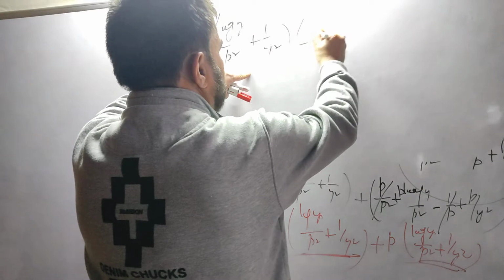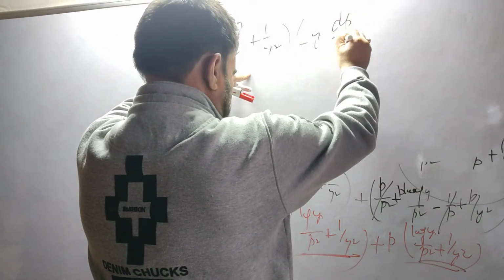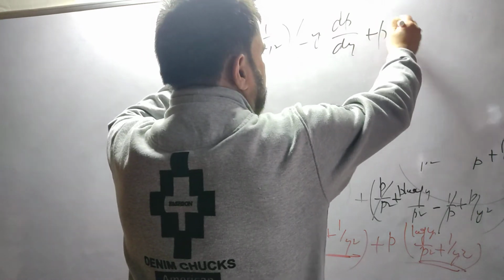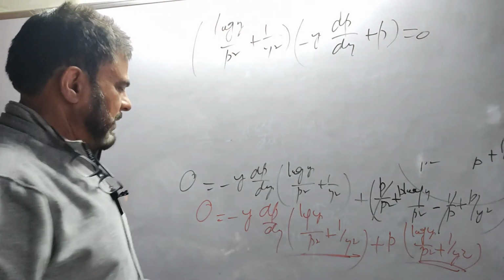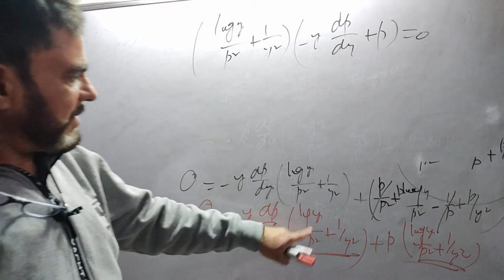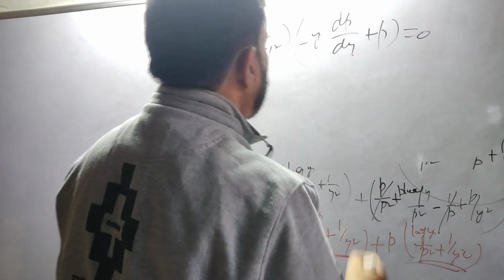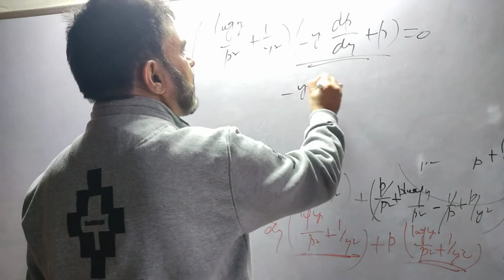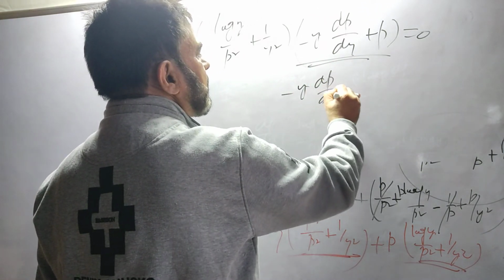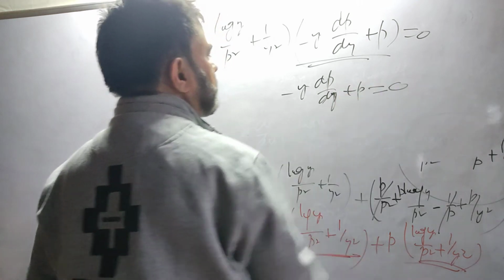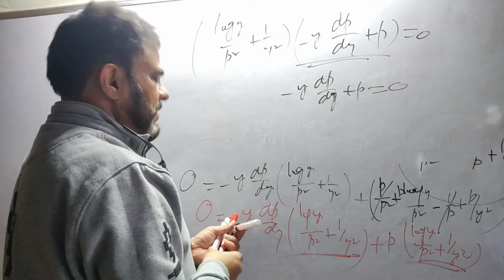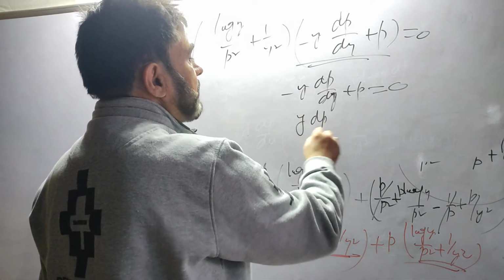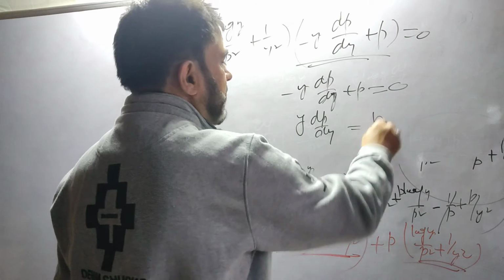Inside you will get minus y dp by dy plus p is equal to 0. Is it okay? Minus y dp by dy, this factor and this factor is the same, and you don't take this 0, you take this 0. It is minus y dp by dy plus p is equal to 0, and here variables are obviously separable. You can write here y dp by dy is equal to p.